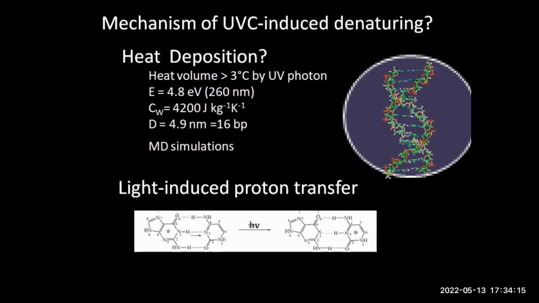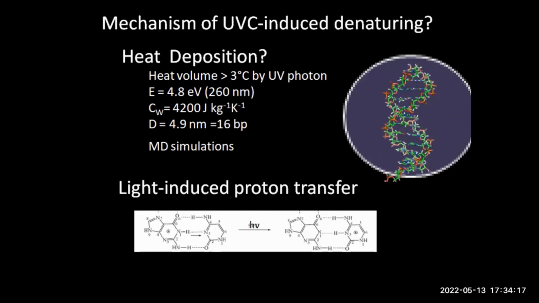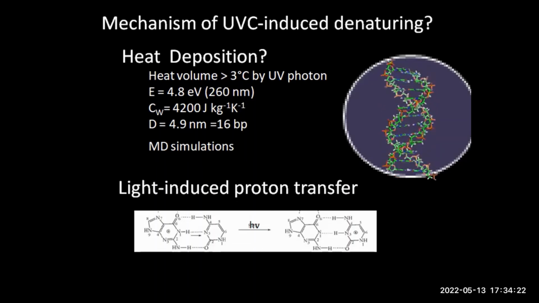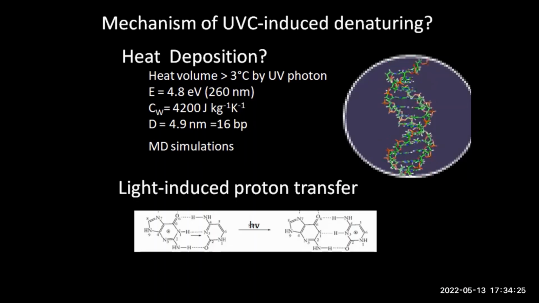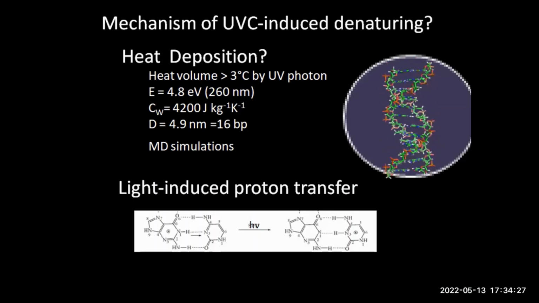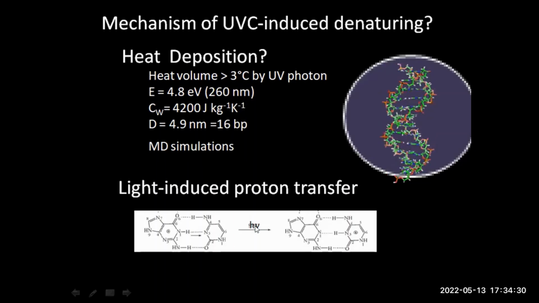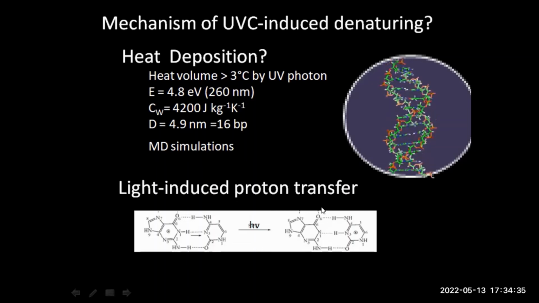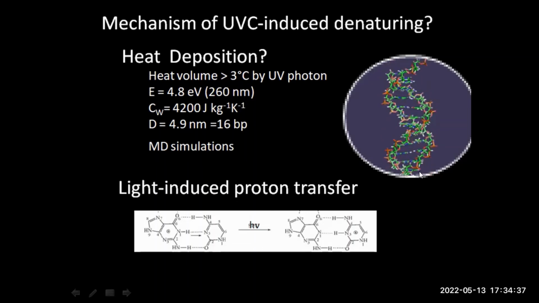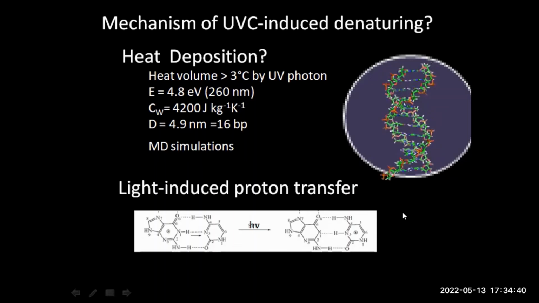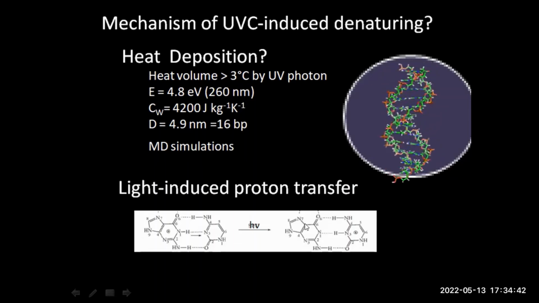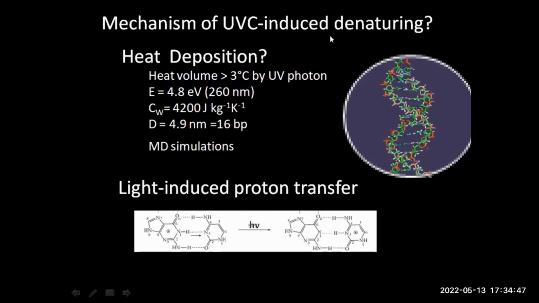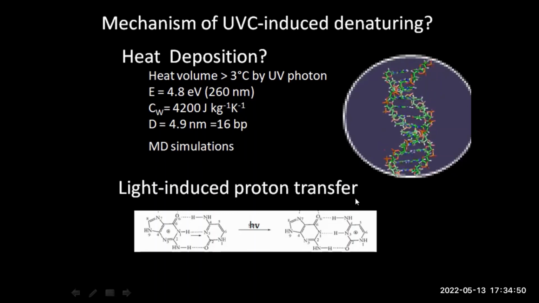So the reason that these 2 strands of DNA are bound to each other is not only the hydrogen bonding between them, but also the stacking interaction between pairs, one on top of the other, the base pairs. And if we get a change in the charge distribution, then we can have a change in the stacking interaction, which can cause debilitating of the structure. So that can cause DNA to denature. So that is what we now believe is happening: light-induced proton transfer, causing UVC-induced denaturing.